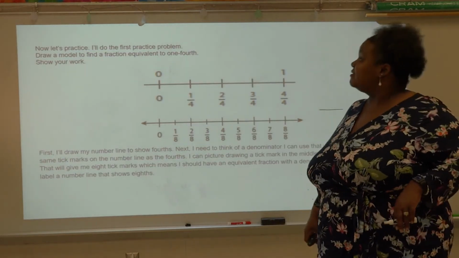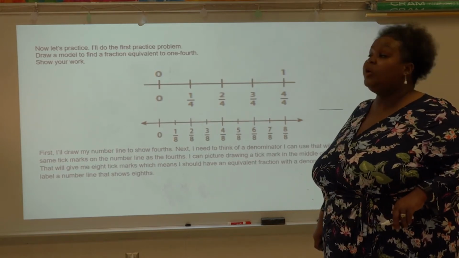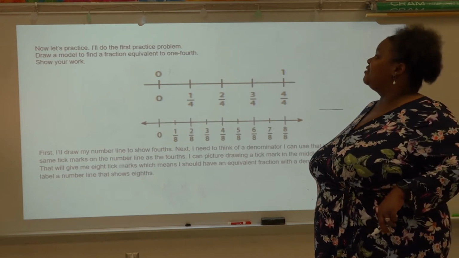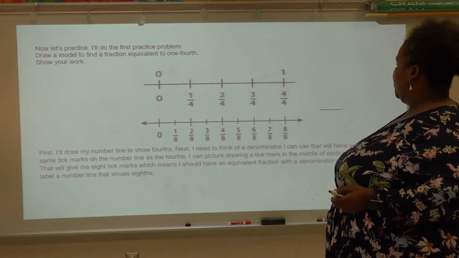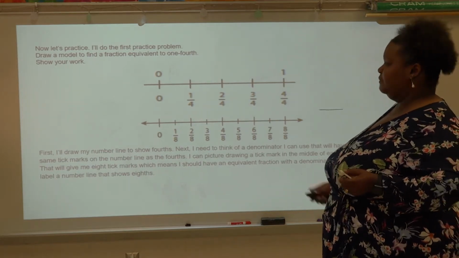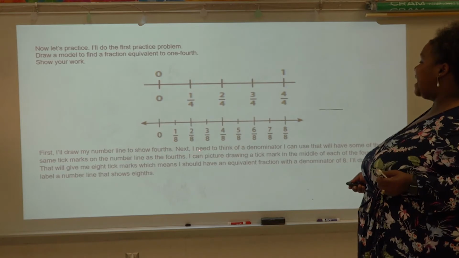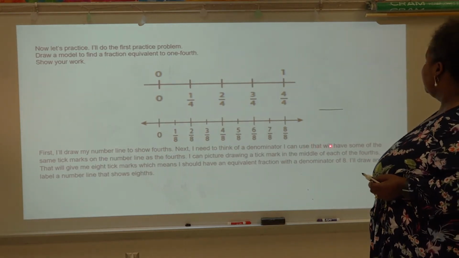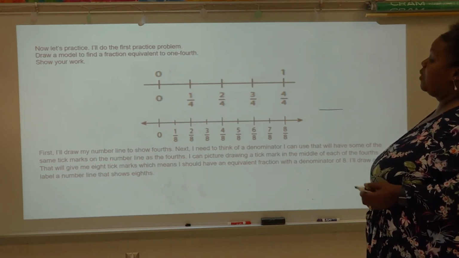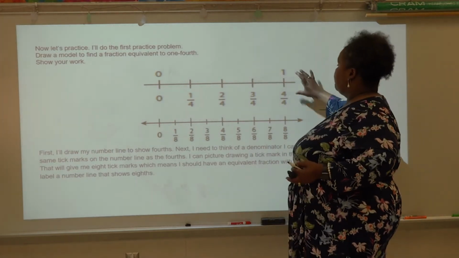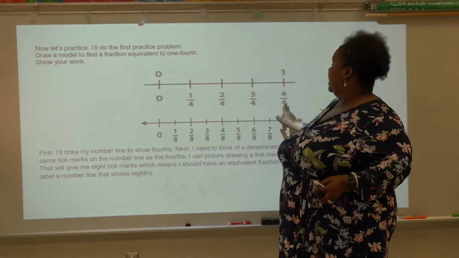Now, let's practice. I'll do the first problem. Draw a model to find a fraction equivalent to 1/4. Show your work. So a fraction model equivalent to 1/4. First, I'll draw my number line to show fourths. Next, I need to think of a denominator I can use that will have some of the same tick marks on the number line as fourths. So, I drew my number line that showed fourths. 1, 2, 3, 4, and I have it labeled.